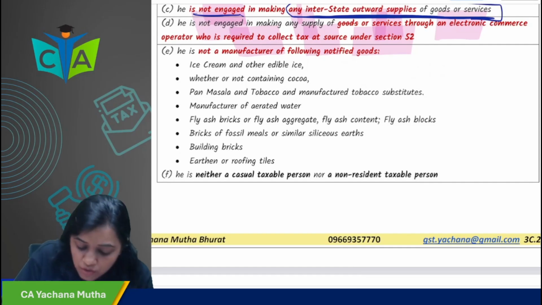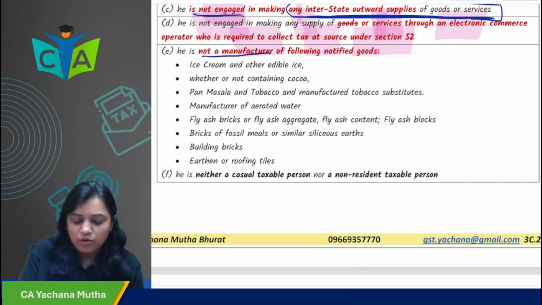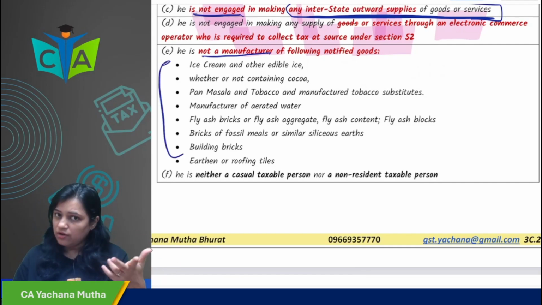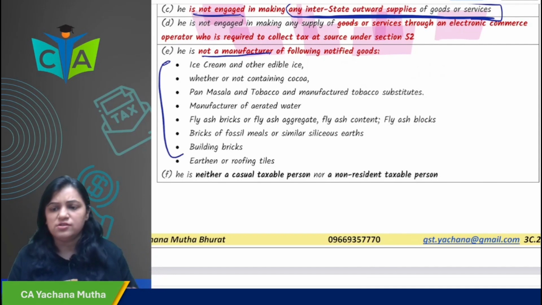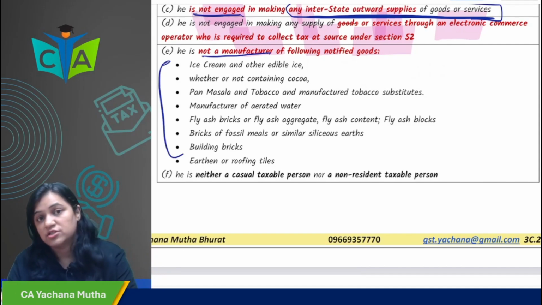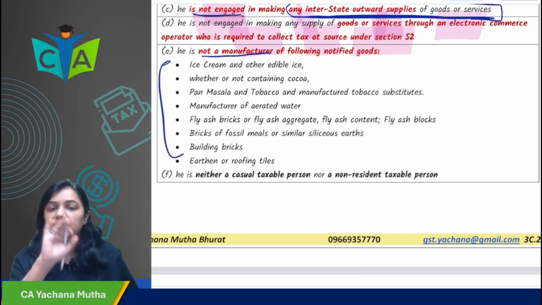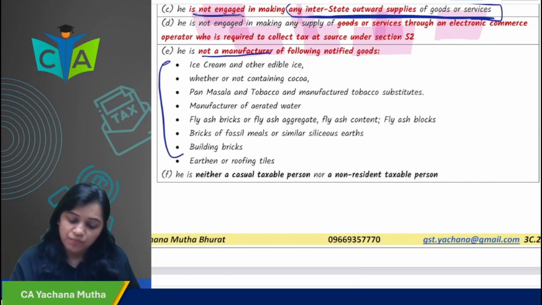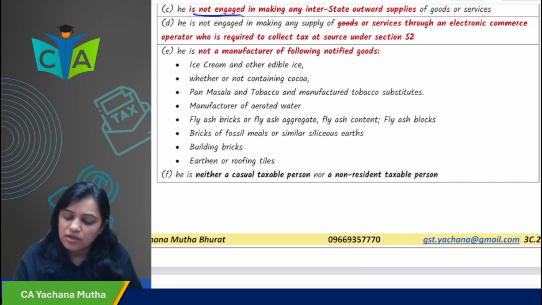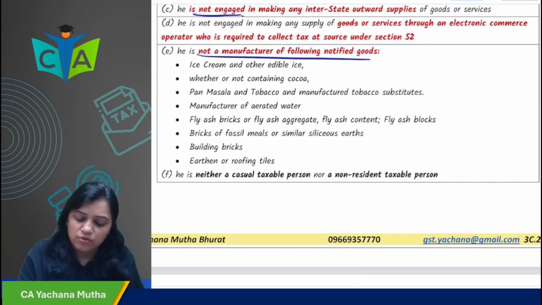Then you are not a manufacturer of following notified goods. You should not be a manufacturer. To a trader, yes, composition scheme is allowed. That is not a problem. What is the problem here? Manufacturer. If you are a manufacturer, then composition scheme is not allowed. So, he is not a manufacturer of following notified goods.